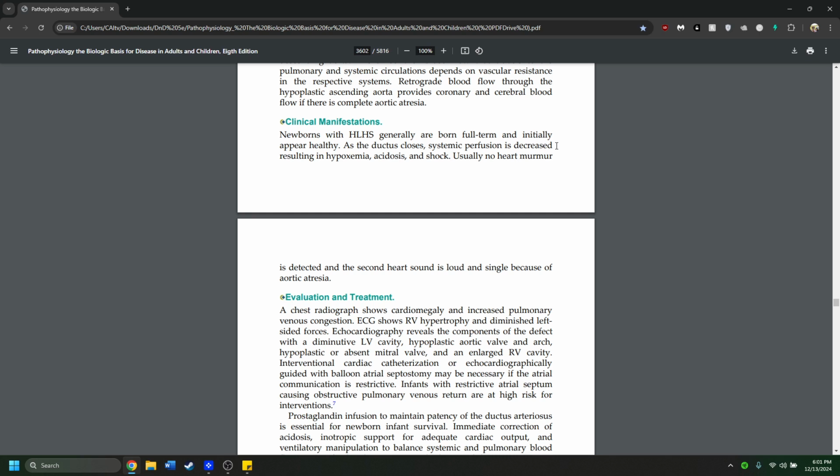Newborns with HLHS generally are born full term and initially appear healthy. As the ductus closes, systemic perfusion is decreased, resulting in hypoxemia, acidosis, and shock. Usually no heart murmur is detected and the second heart sound is loud and single because of aortic atresia.